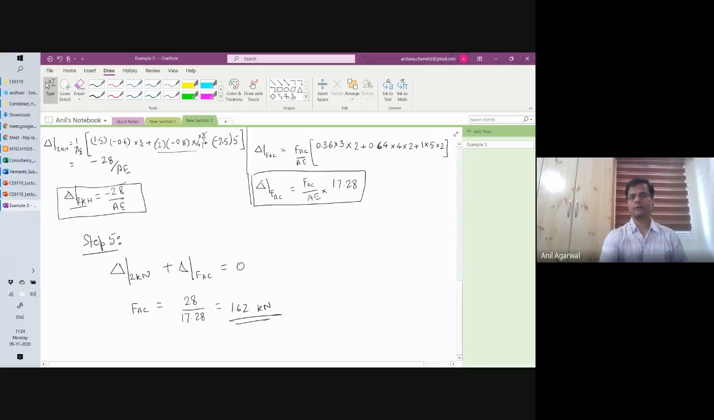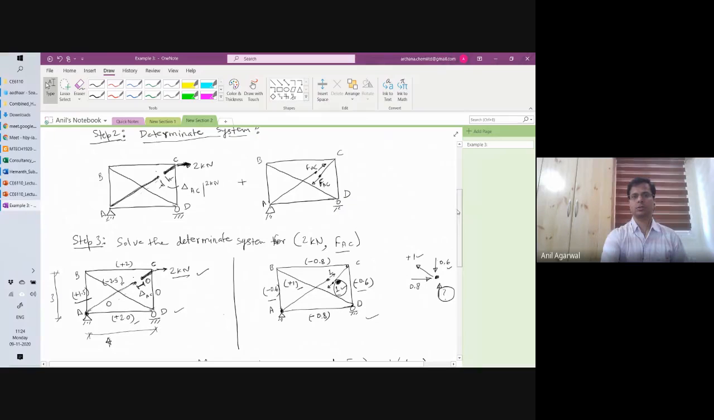So you got the redundant force value, and then you can again go back and do the superimposition. So you got the member forces for 2 kilonewton, you got the member forces for unit FAC. Instead of unit, you put the value of 1.62 that you got from this calculation and superimpose the two values. You will get member force in every member. Okay, any questions?